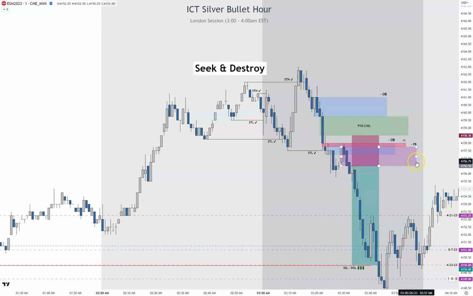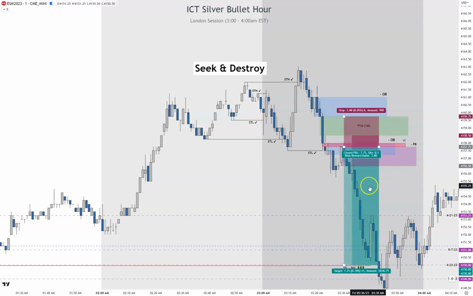And what do you have? Now you have a propulsion block, a volume imbalance, and an order block, three PD arrays all holding price down on your trade. If it goes against you, you're going to lose 2 handles and you're out of the trade. But you've got three PD arrays holding price down. I think that's a really good trade. I think this is better than the first one. Okay, so you get 3.25 R on it. You get 6.5 handles. So between both of these trades, you did really well. That's your London Silver Bullet for May 26th.